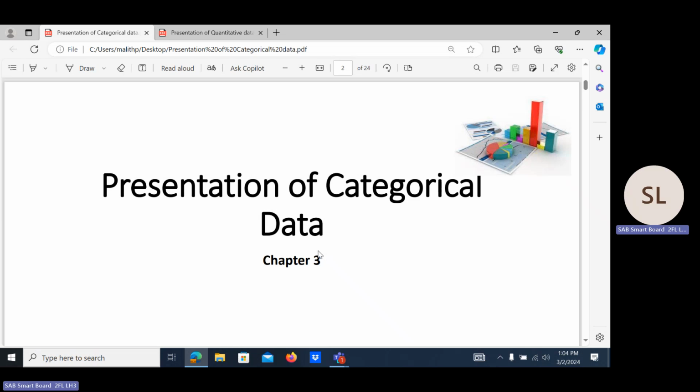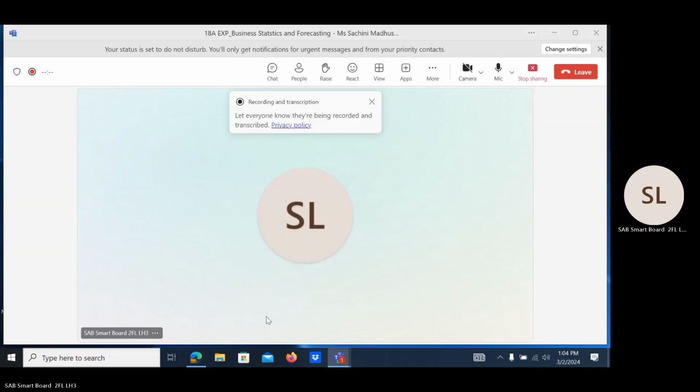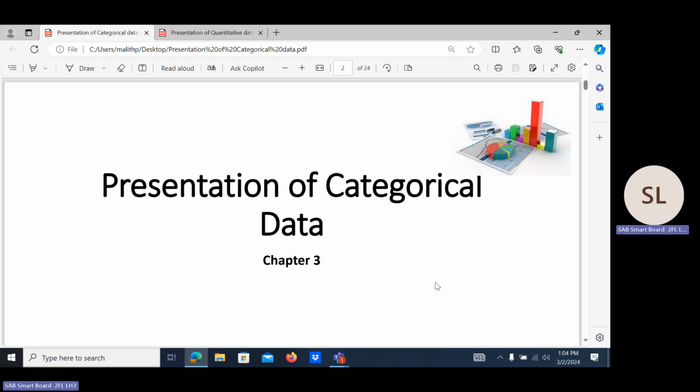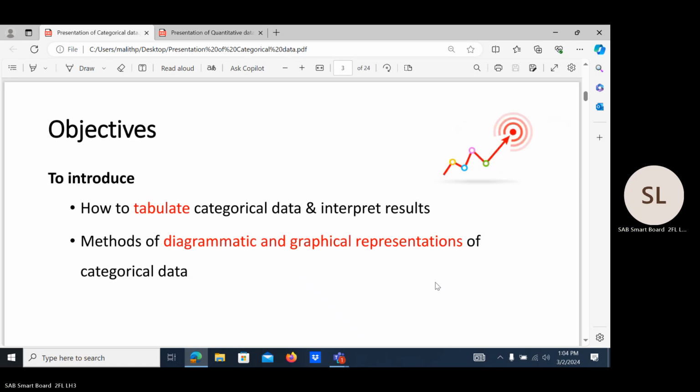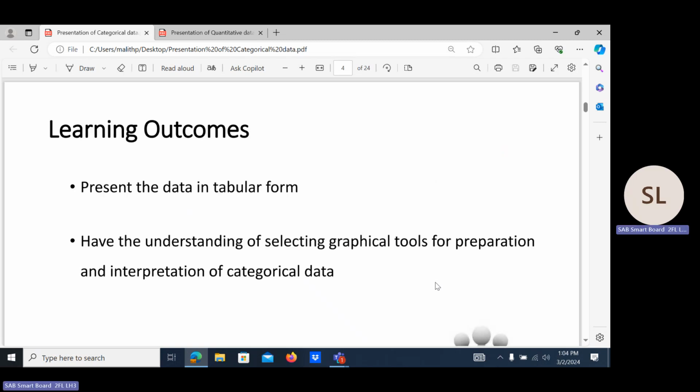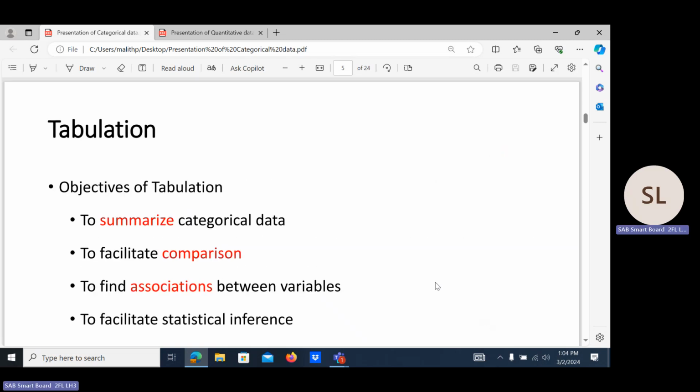Okay, then today's session, we move to discuss presentation of the categorical data. Chapter 3. These are the learning objectives: to introduce how to tabulate the categorical data and interpret results, and methods of diagrammatic and graphical representation of the categorical data. Then these are the learning outcomes. First we move into the tabulation.